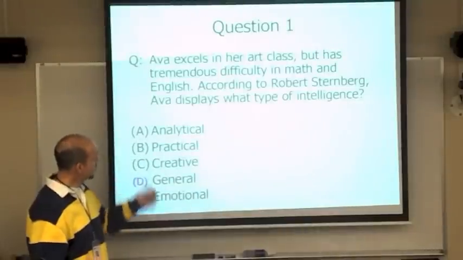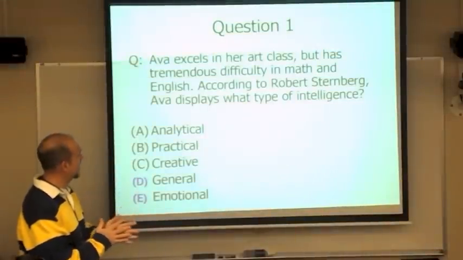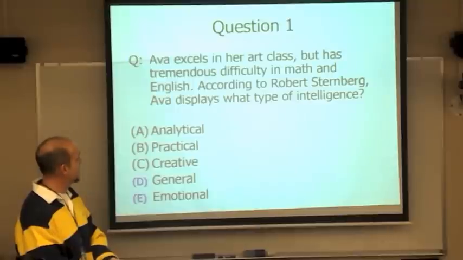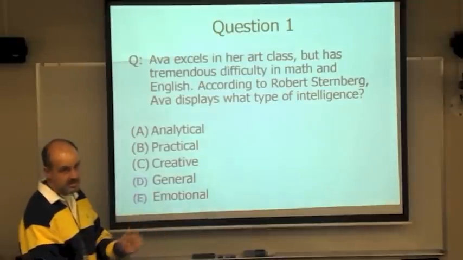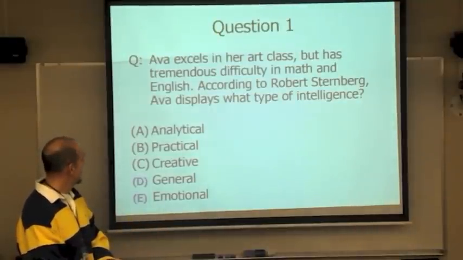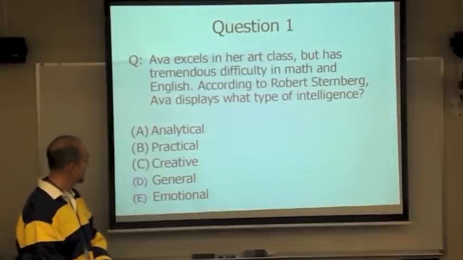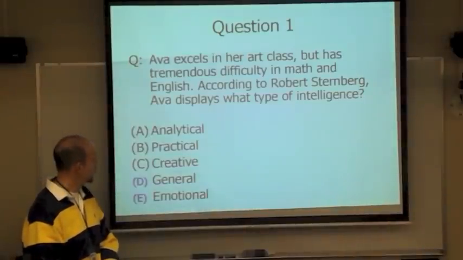Now, here's a good question from Sternberg's theory. Ava excels in her art class, but has tremendous difficulty in math and English. According to Sternberg, Ava displays what type of intelligence? Now again, she excels in her art class. Is that A, analytical, B, practical, C, creative, D, general, or E, emotional?